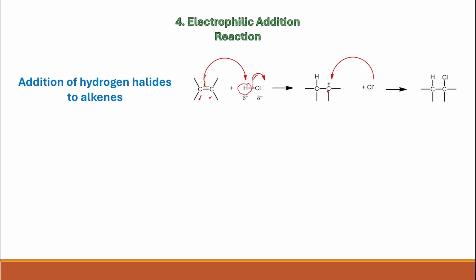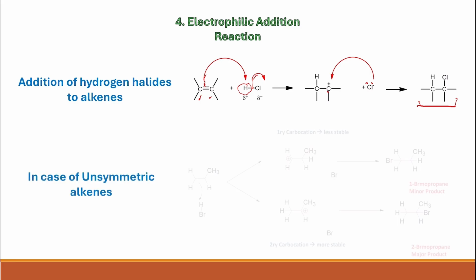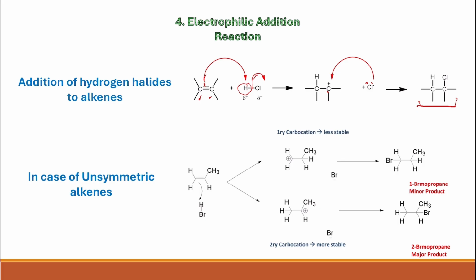However, in the case of an unsymmetric alkene, you can end up with two products. One of them is a major product, and one of them is a minor product. This is an example of an unsymmetric alkene. When the hydrogen is added in the first step, you can end up with two different carbocations. The first carbocation is due to the addition of the hydrogen to this carbon, and the second one is due to the addition of the hydrogen to the carbon on the left. So as we can see, there are two possible carbocations that can be generated.